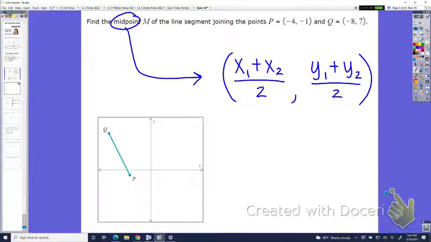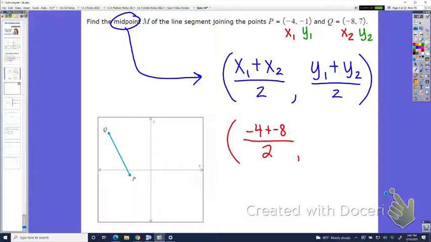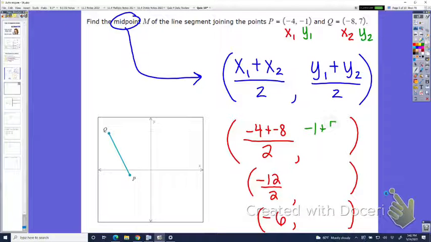So my x values up here, this is like x1 and x2. And the second value is y1 and y2. So to find the x values, we're going to take -4 plus -8, which ends up being -12 over 2, which is -6. And then my y values were -1 plus 7 all over 2, so that's 6 over 2 or 3. So the midpoint is (-6, 3).